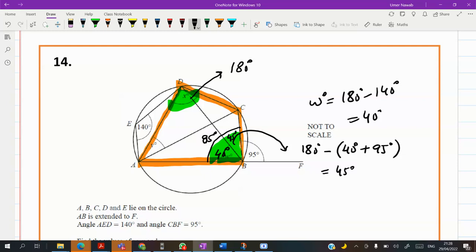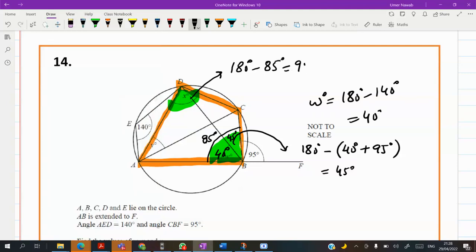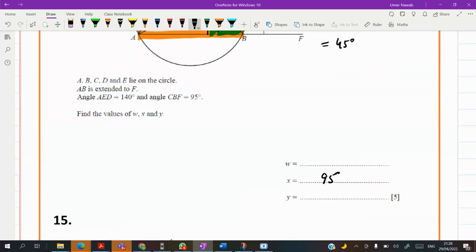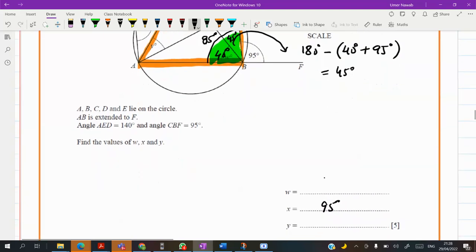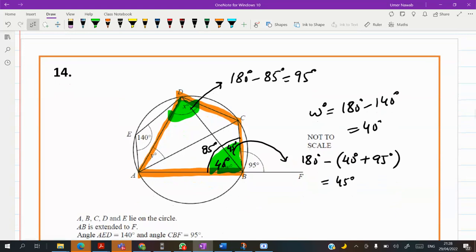Now I can find X. 180 minus 85 will be 95. So I got X 95. This was 40. Anything left? Y. Where is Y? Yeah. Allow me to erase this.